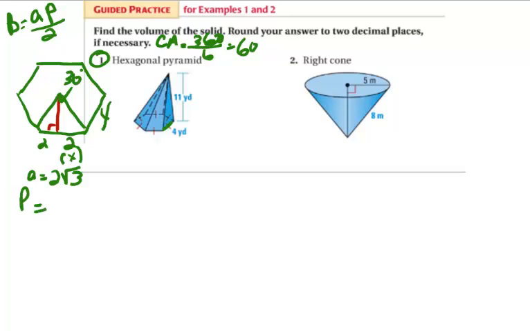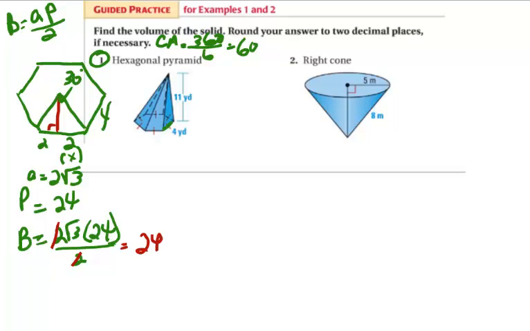Now perimeter, remember that each side is 4, and if I have 6 sides, that makes my perimeter 4 times 6, 24. So the area of just that base is 2 square roots of 3 times 24, divided by 2. That gives you the area of that polygon. Those twos are going to cancel, and I'm going to get 24 square roots of 3. That is the area of the base.